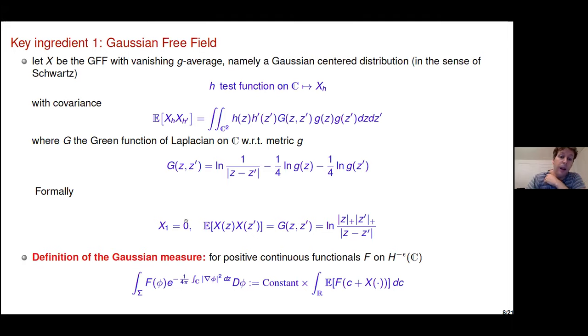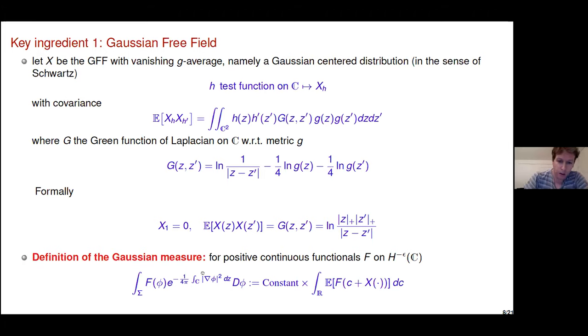And so now that we defined the Gaussian free field, the definition of the Gaussian measure is that if I take a continuous functional F which takes a field which lives in H^{-ε}, say, so recall that H^{-ε} is not a function, it's a distribution in the sense of Schwartz. If I average my functional with respect to this formal measure, I set as a definition that it's a constant times the average with respect to my Gaussian free field, plus, and here's the subtlety, a constant that is distributed according to the Lebesgue measure.